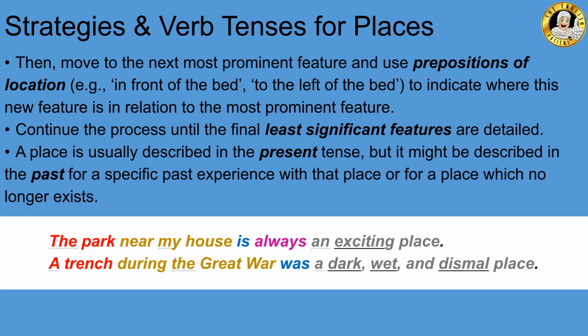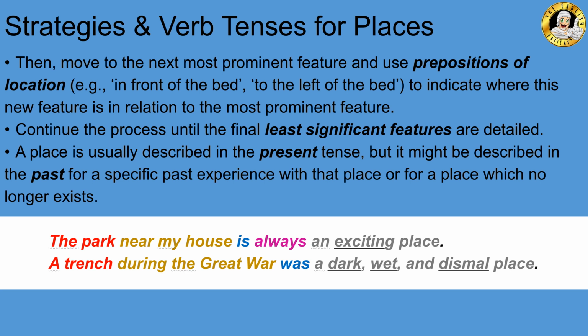Now, a place is usually described in the present tense because it usually still exists, but it might be described in the past tense for a specific past experience with that place. So let's say you went there last weekend, and then you would describe it in the past tense for what it looked like when you went there.